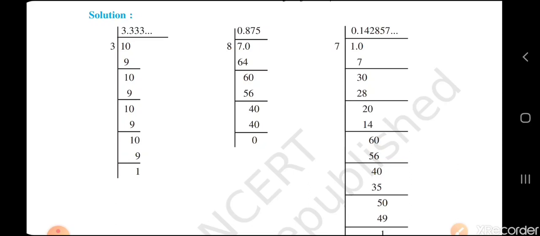So what have you noticed? You should have noticed at least three things. The first one: the remainders either become 0 after a certain stage or start repeating themselves. In 7 upon 8, the remainder becomes 0 after a certain stage.